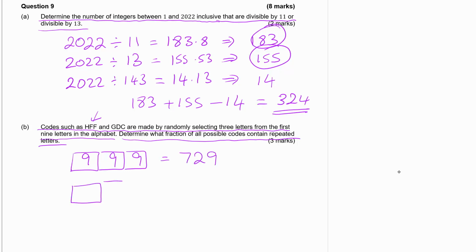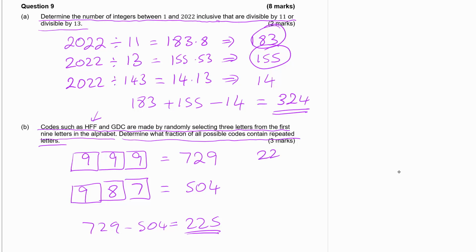Now let's think about the ones where there's no repeats. So we've got 9 choices for the first. We're not allowed to repeat. There's 8 choices for the second. And once we've chosen 2, there's 7 choices for the third. So that's 504 that have no repeats. If we do 729, take away 504, that's 225. So those 225 have some repeats.